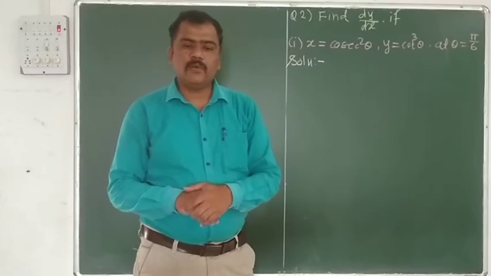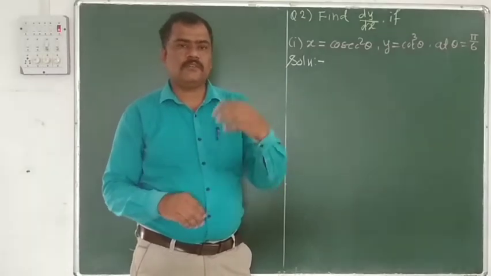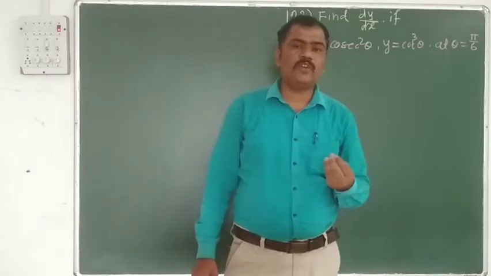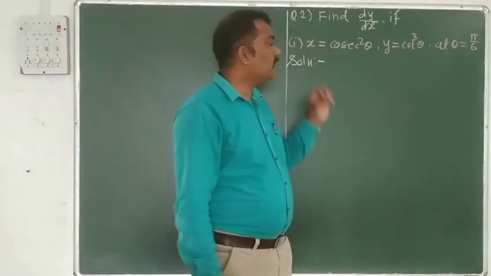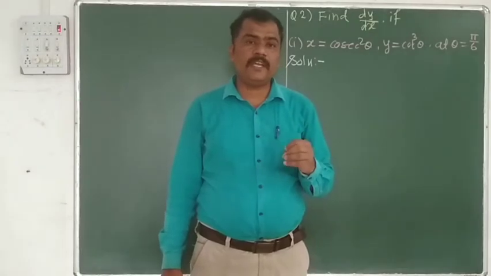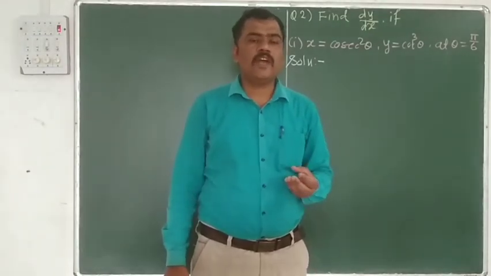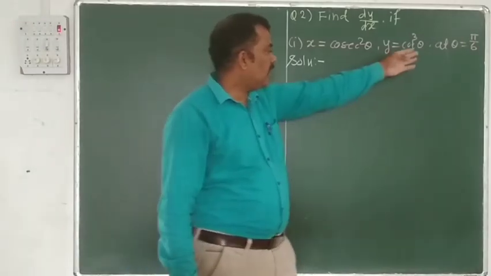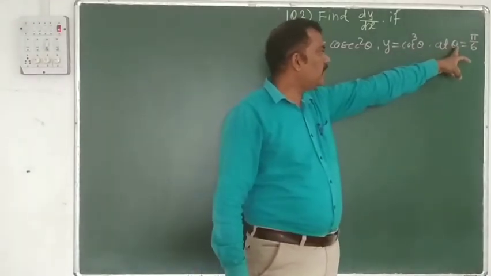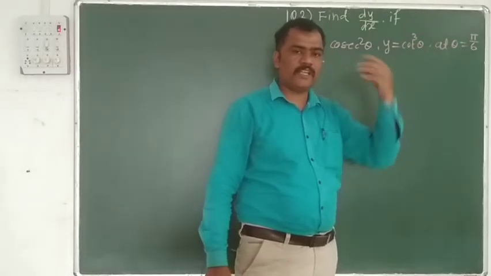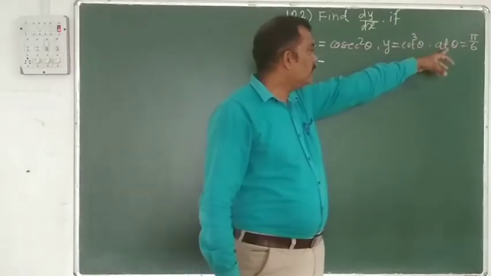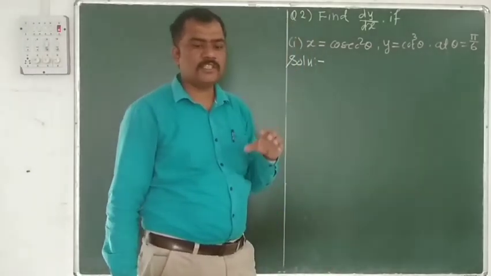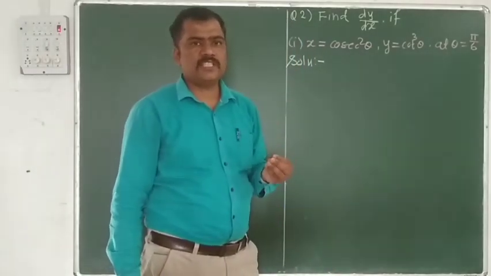What is the difference between question number 1 and question number 2? In question number 1, we have to find only dy by dx. In question number 2, we have to find dy by dx at a particular value of the parameter. Here the value of the parameter theta is equal to pi by 6 is given. That is the only difference between these two questions.